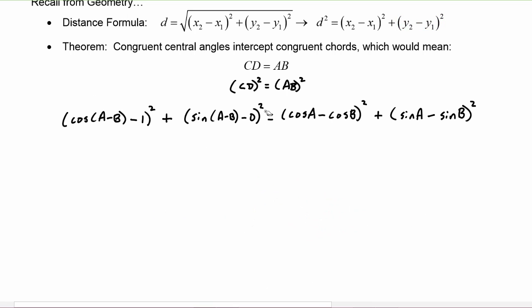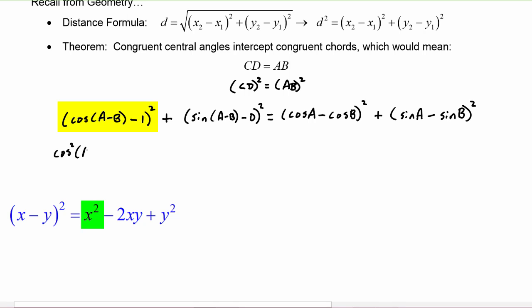Multiplying all this out is going to take a little bit of space, so we're going to do this one first and put it on its own row, and do this one second and put it on a row underneath of it. We know how to take a binomial and square it. This is going to become cosine squared of A minus B minus 2 times the cosine of A minus B plus 1.